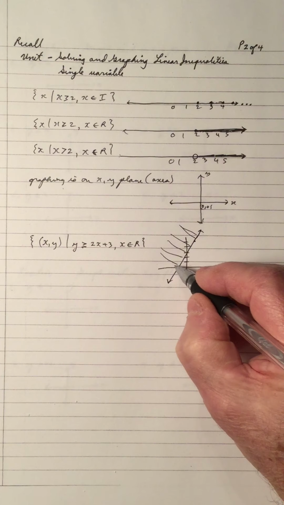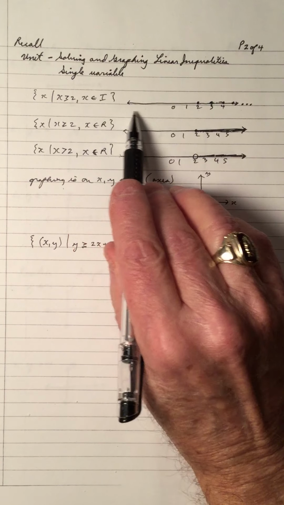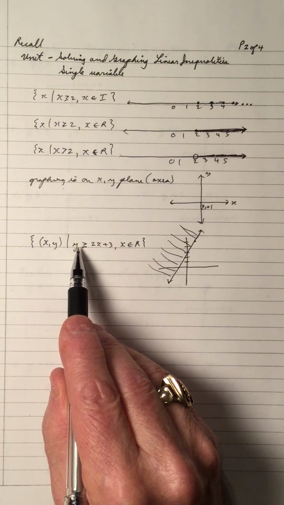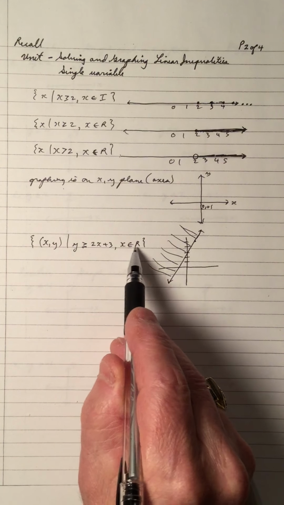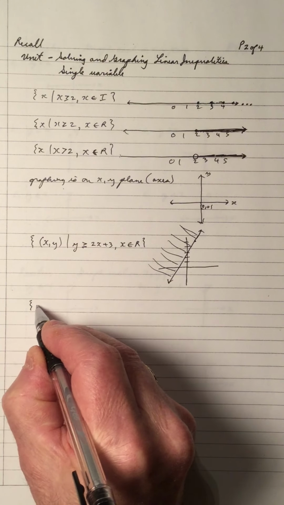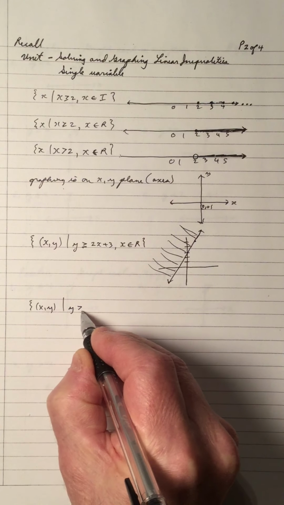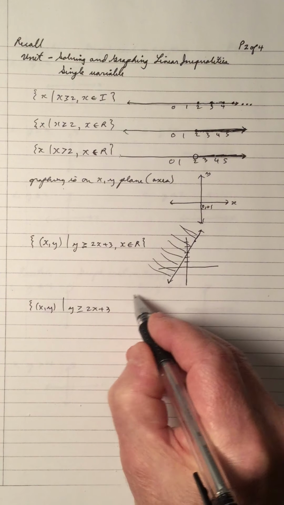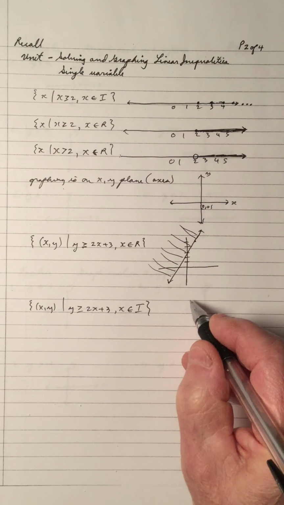But to illustrate this, I wanted to do it in relation to a single variable, which is on a number line, and this is in relation to two variables, x and y, and we normally graph over the real numbers. What you will not see or be asked to do a lot of times is, given the same inequality, you probably will not be asked to graph this over the integers.